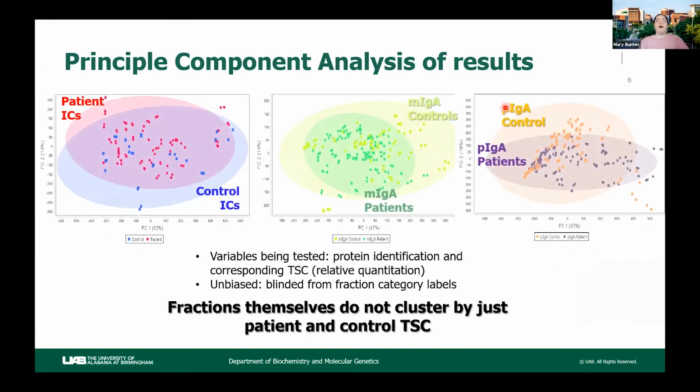And so this principal component analysis tested the protein identification and the corresponding total spectral count. Here you have patient and control immune complexes, patient and control monomeric fraction, and patient and control polymeric fraction. And when we overlay the fractions themselves, we weren't seeing a huge differentiation, partially due to the amount of samples in this data set, but the fractions themselves didn't cluster.